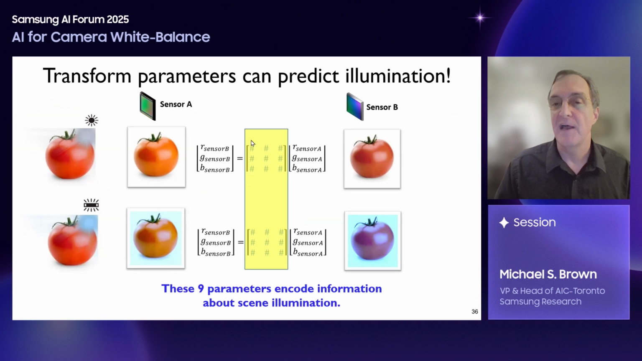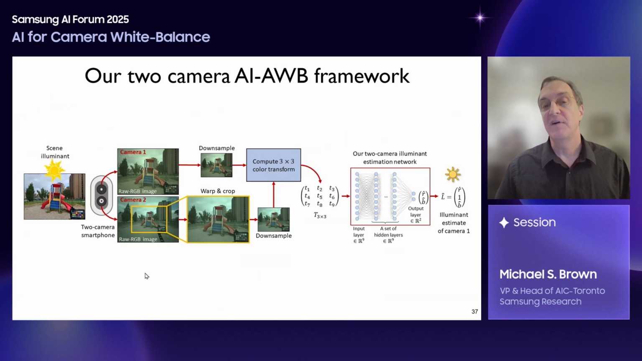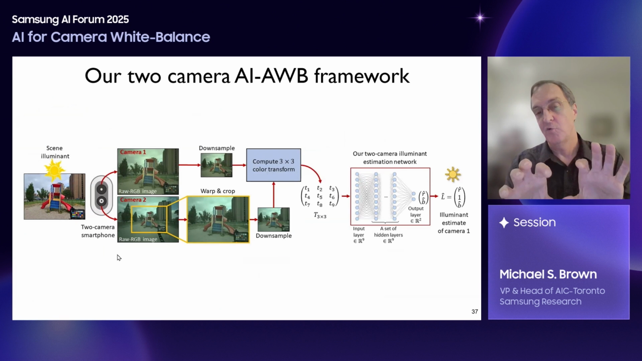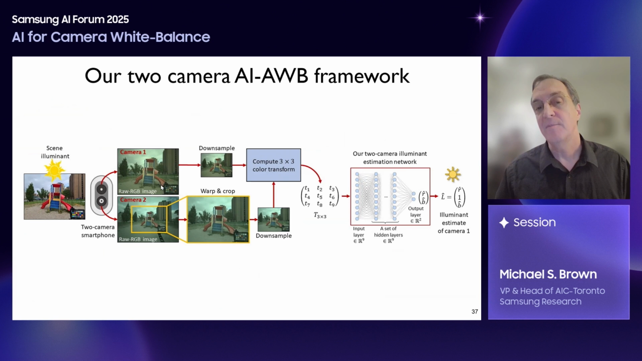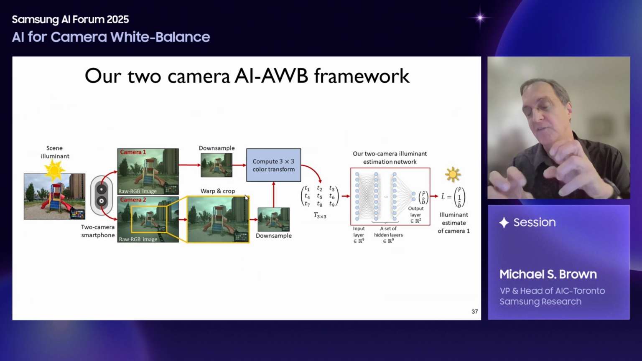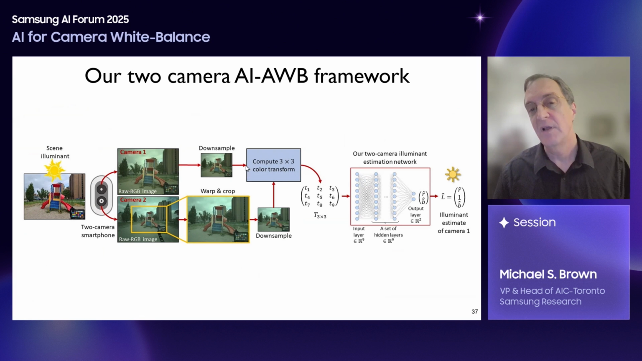That means that these 9 parameters can be used as a feature to a neural network. So what we did is we developed this system that took two of the cameras, turned them on at the same time, and aligned them. Let's say this is your wide angle camera and this is your telephoto. We would crop out the region and downsample them so the images are very small, and we would very quickly compute this transform that aligns these two images in terms of color.